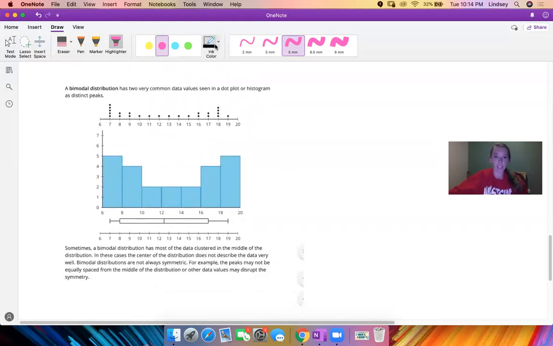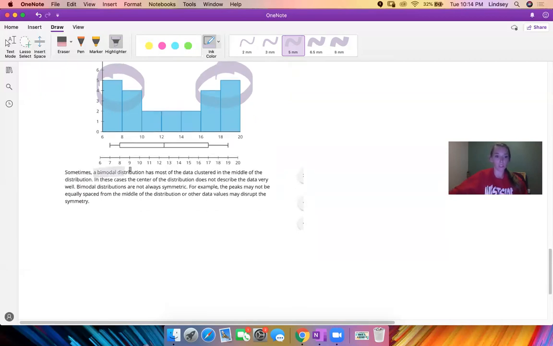And finally, let's do a purple. We have a bimodal distribution. It has two very common data values, seen in a dot plot or histogram as distinct peaks. Okay, so here's one of our peaks, here's one of our peaks, and those are really easy to see in our graphs. Sometimes a bimodal distribution has most of the data clustered in the middle of the distribution. In these cases, the center of the distribution does not describe the data very well.